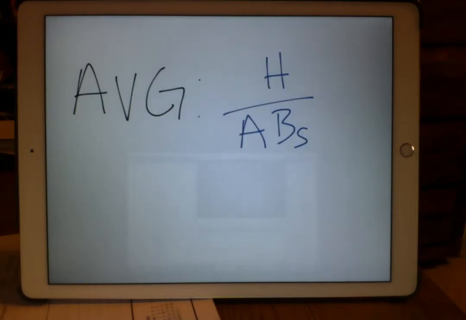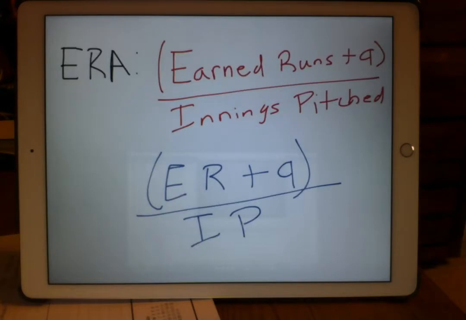So next we got AVG, which again stands for batting average. As you can remember from the last slide, we got H and ABs, which stand for hits and at-bats. This one's pretty simple.